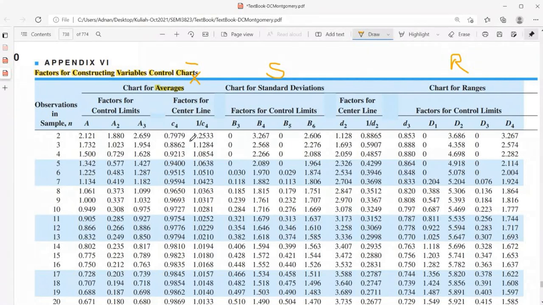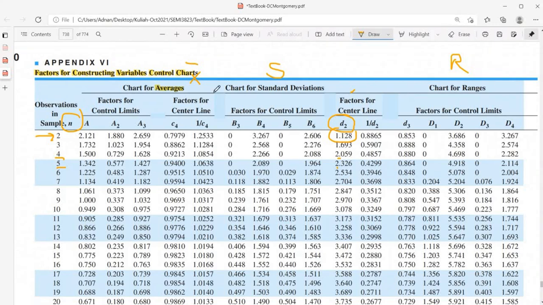Just now we saw that the factor for the R chart is D2. Where is D2? We have it here. Based on the n value, we select the right number here: 1.128, because n is 2. But for the X bar chart, normally we use 4 or 5. If it is 4 or 5, we take this number. This is for 4, this is for 5.